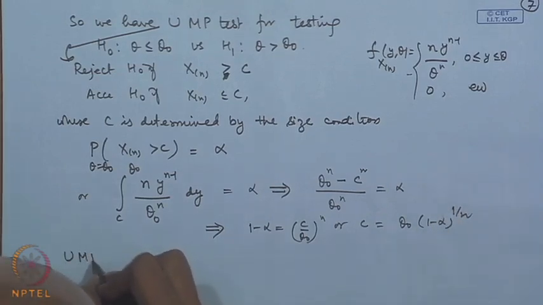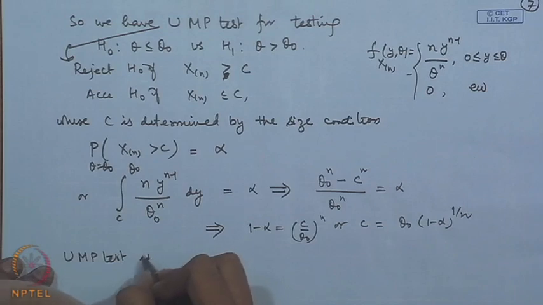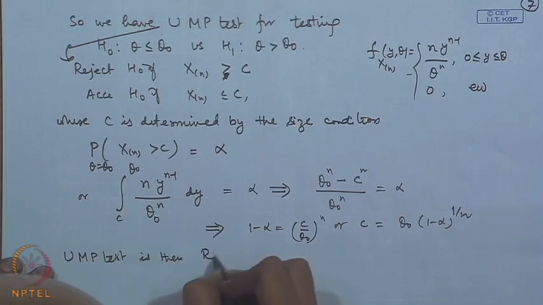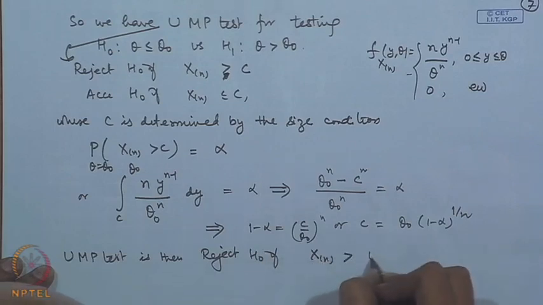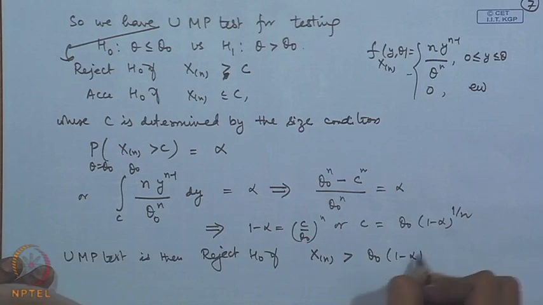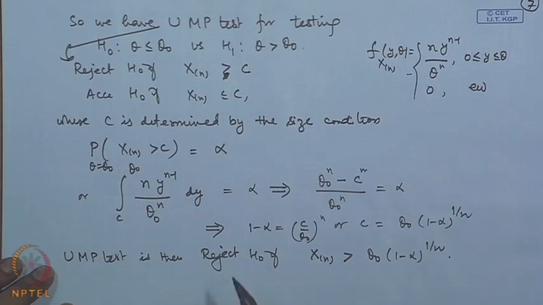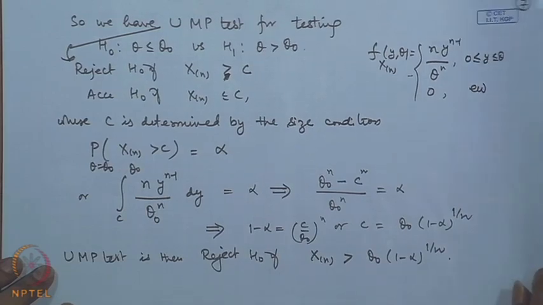So, UMP test is then reject h naught if x n is greater than theta naught into 1 minus alpha to the power 1 by n. Let me also demonstrate the power function etcetera for this.